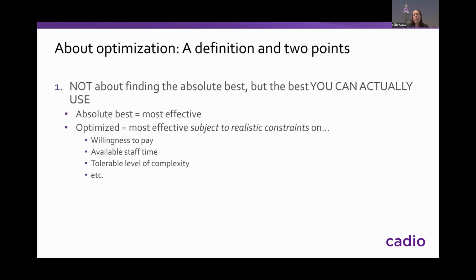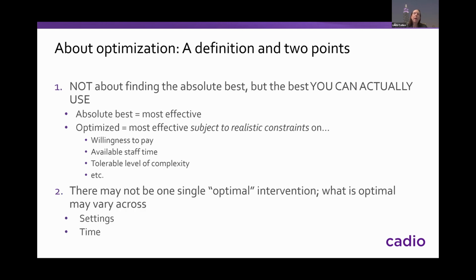The absolute best would probably be the most effective you could get if you didn't worry about cost, practicality, scalability. But optimized is the most effective, subject to realistic constraints on things like willingness to pay, available staff time, a tolerable level of complexity for staff and participants, and any other constraints you can think of. The second point I want to make is that there may not be one single optimal intervention. What's optimal may vary across settings and across time. And that's completely appropriate.